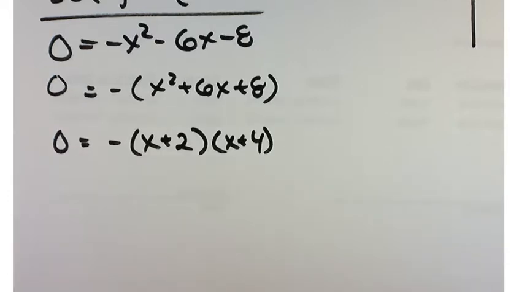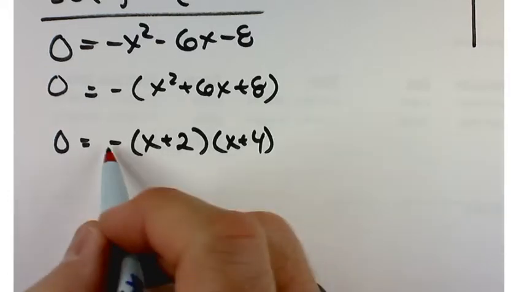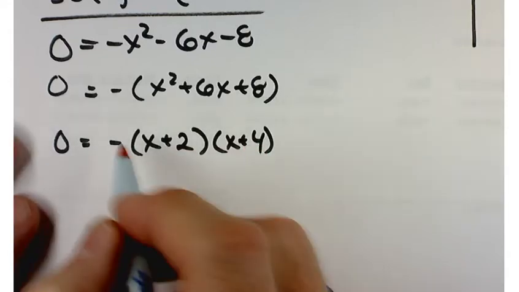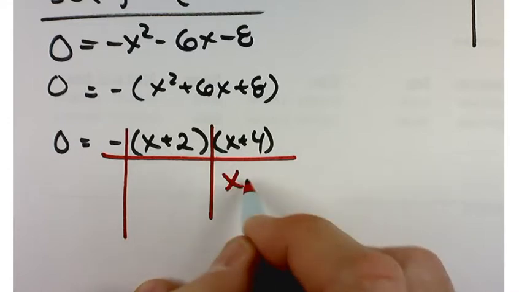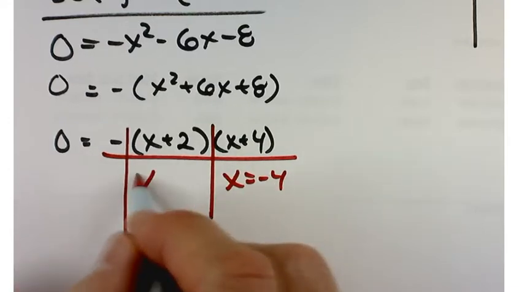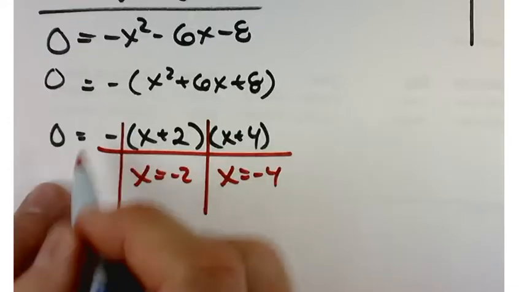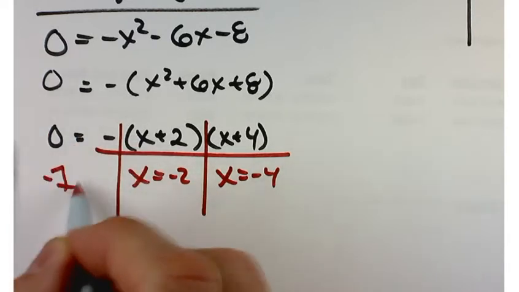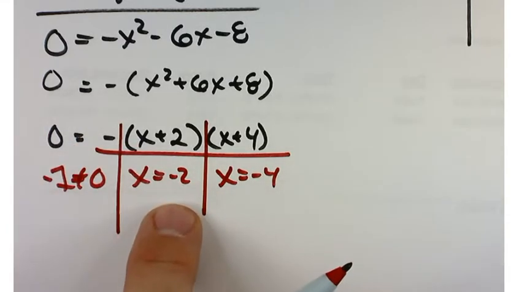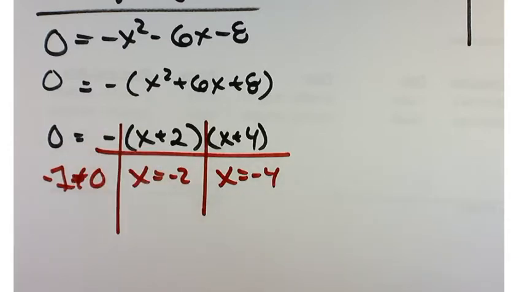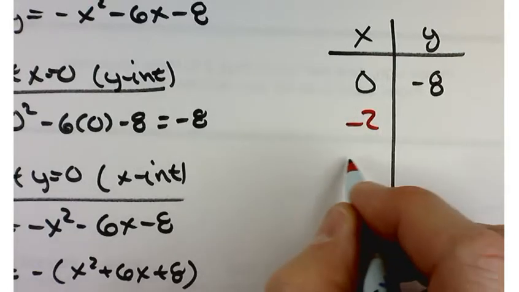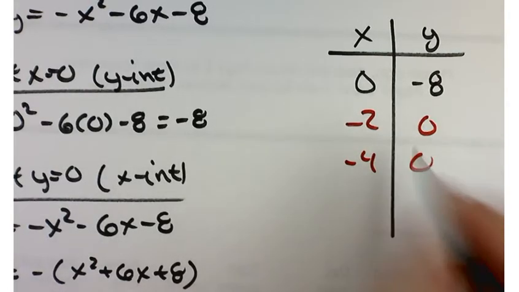Your solutions are where this times this equals 0. So this could be 0 when x is -4. This could be 0 when x is -2. But -1 can't equal 0. So really you're only getting the two solutions here. So this factor out front doesn't really matter as far as our solution is concerned. So -2 and -4, 0 and 0.